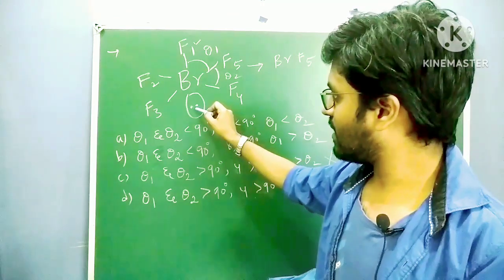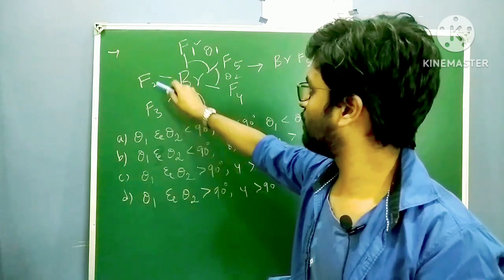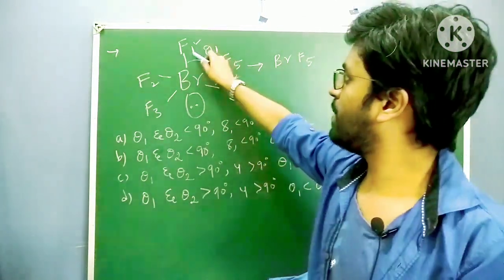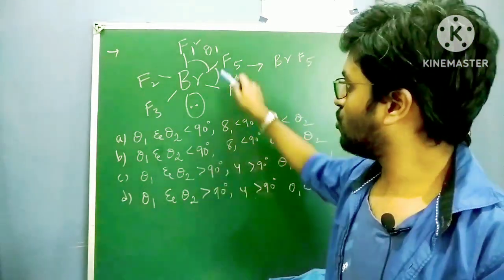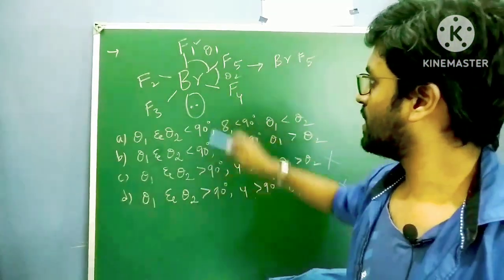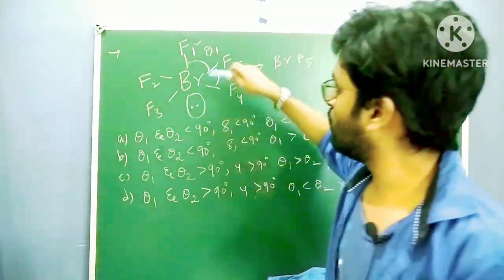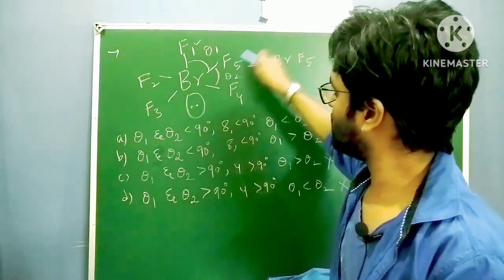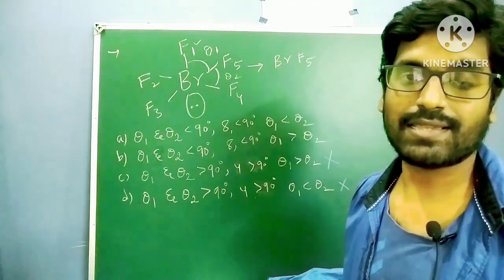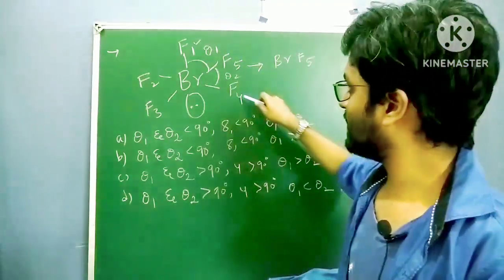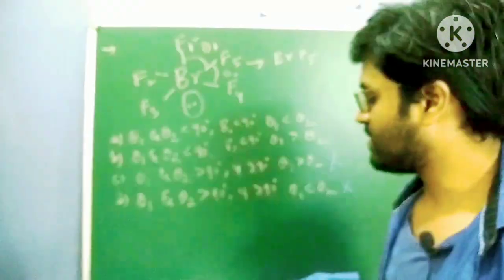First of all, the lone pair repulsions are very high on F2, F3, F4 and F5 compared to F1. To reduce these repulsions, F2, F3, F4, F5 will try to move away from the central atom. So the bond length will increase, and whenever the bond length increases, the bond angle theta 2 will decrease. How? I will tell you.